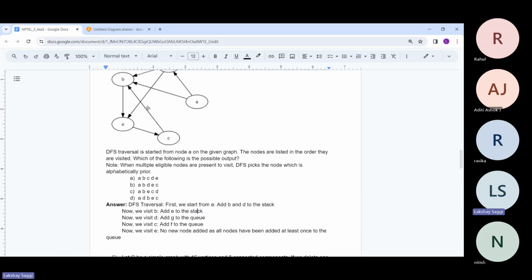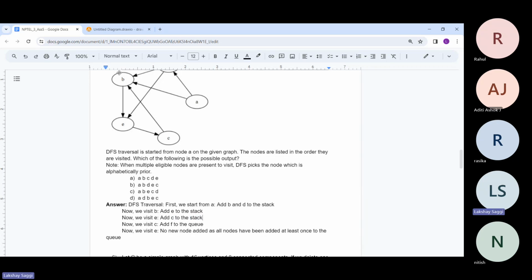And after adding E to the stack, we'll again pop the topmost vertex of the stack, which is E. So we'll visit E then. And as soon as we visit E, the only outgoing neighbor of E is C. So note that I'm doing DFS here, not BFS. So that's why we are maintaining a stack. And now as soon as we visit E, the only outgoing neighbor of E is C. So we'll add C to the stack.